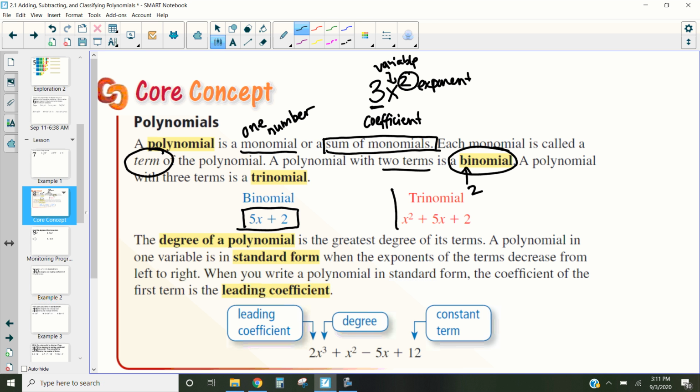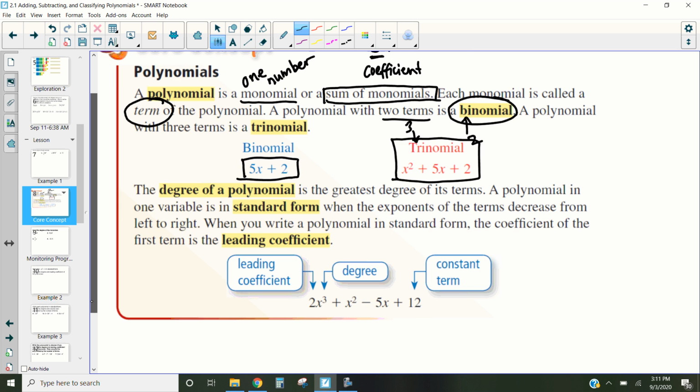A trinomial is the other one that we're going to be classifying, and those have three parts because tri means three. So we're going to be looking at monomials, which are one part, binomials, which have two parts, trinomials, which have three parts, and then other polynomials, which might have 4 terms, 5 terms, 6 terms, 7 terms, things like that. So that's the first way we're going to classify them.